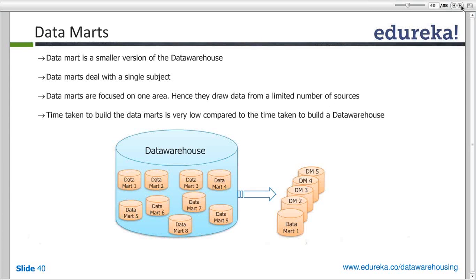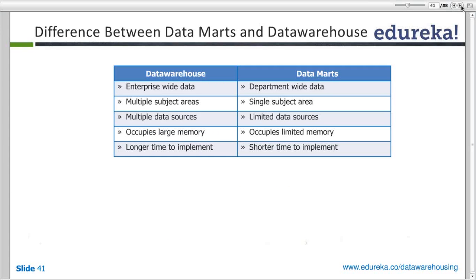This slide is about the differences between the data warehouse and data marts. I think some of this I already covered in my explanation, but let's go through them one by one. A data warehouse is enterprise-wide data, and a data mart is department-wide data, which we just talked about. Multiple subject: a data warehouse has data from multiple subject areas, and a data mart has data from a single subject area.